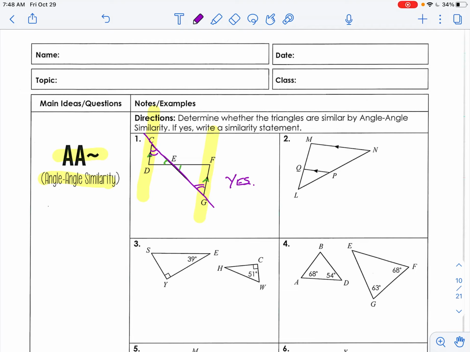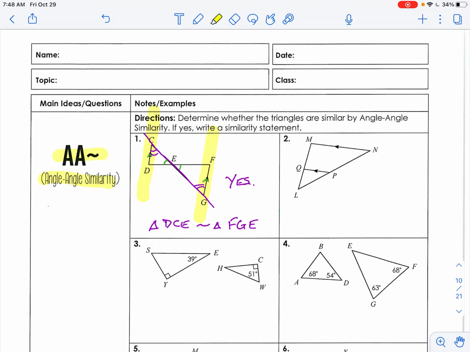Okay, now what do I get by saying it's similar? I know the third angle is the same. What else do I know? I know that all the sides are proportional without checking them. Okay, so that's the power of doing these postulates. All right, now, if we check it, we've got to match the letters up, right? So D, C, E, remember similar is a single squiggle, is going to be similar to F, G, E. Okay, so that's one example.